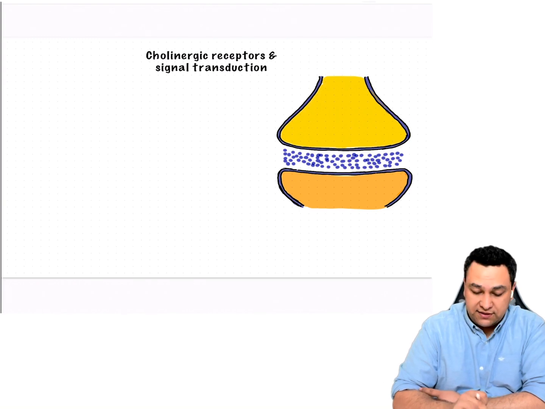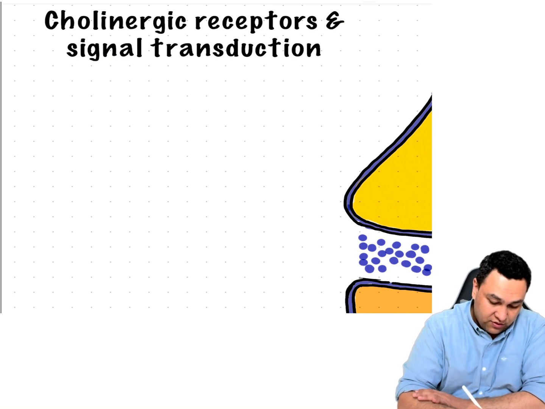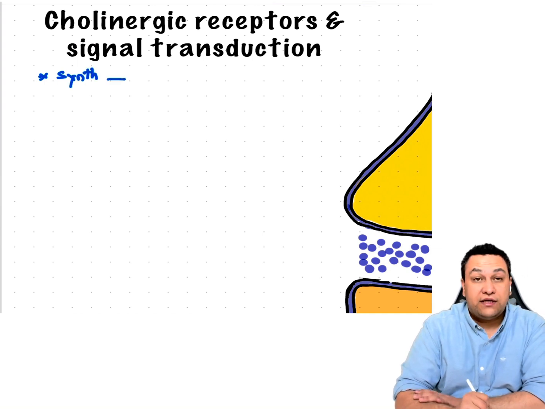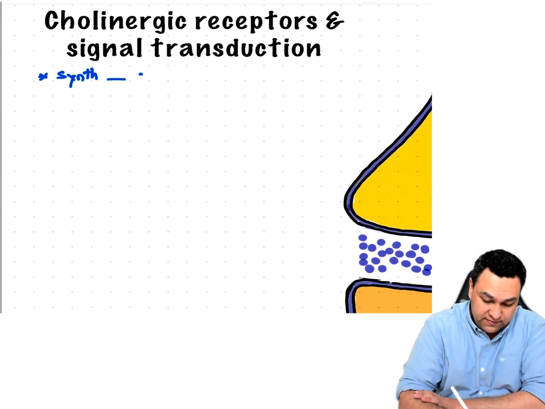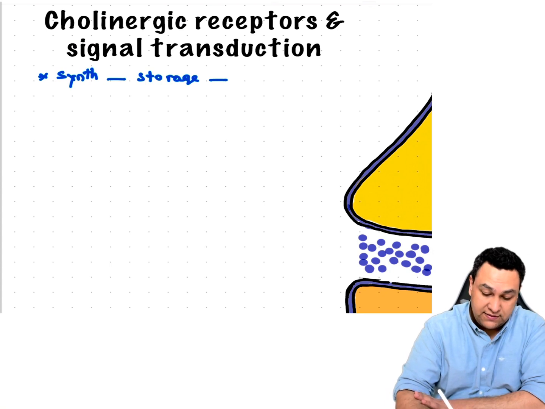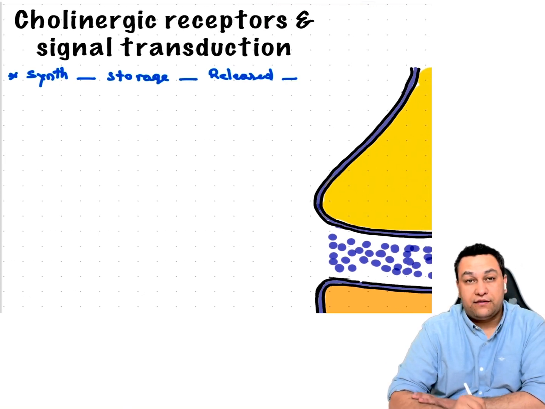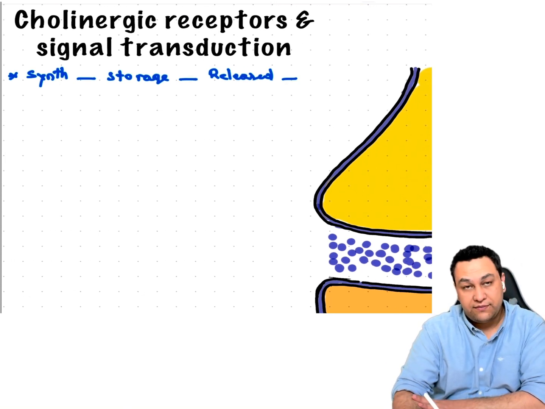But let's start the lecture this way: first we will synthesize the acetylcholine. So we'll discuss the synthesis. And then let's see how the acetylcholine is stored. Then we'll discuss how the acetylcholine is released. And then we'll continue with how it is reuptaken or metabolized, so the reuptake there.